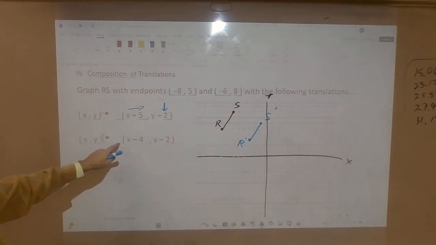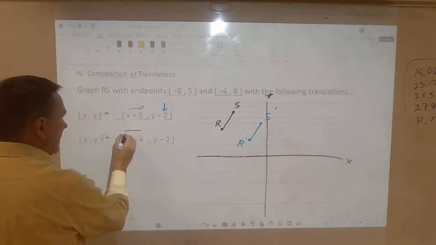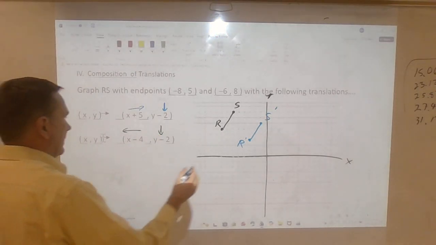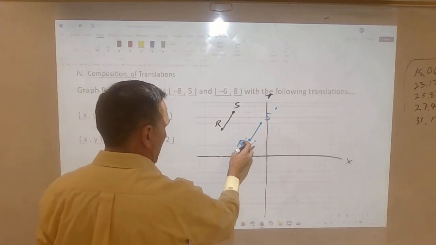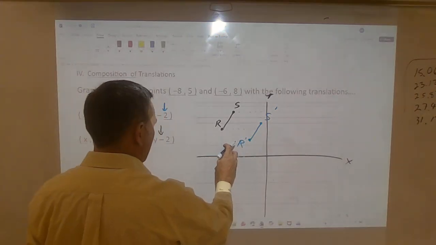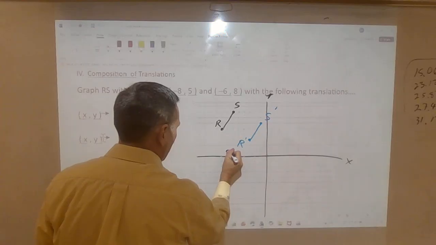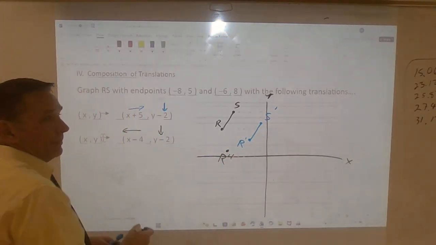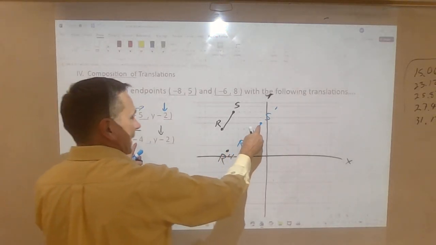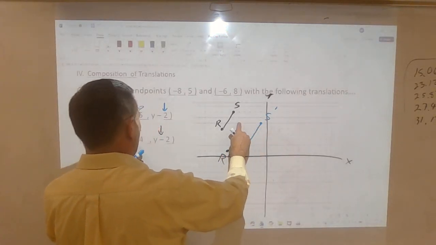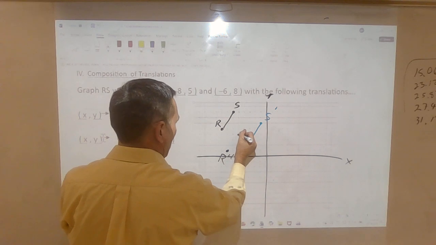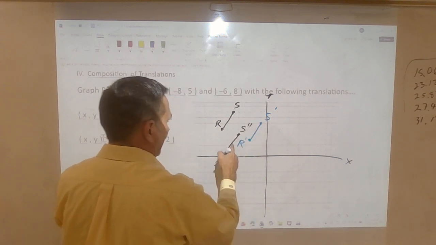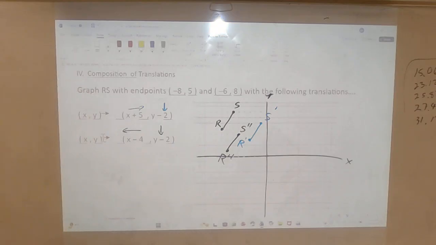We now want to do another one where we move to the right or to the left 4 and down 2 again. So this time we're going to go right 4. 1, 2, 3, 4, and down 2. This becomes our double prime because that's our second motion. S, the same thing. 1, 2, 3, 4 to the left, down 2, and this becomes S double prime. And that's our terminal motion there.